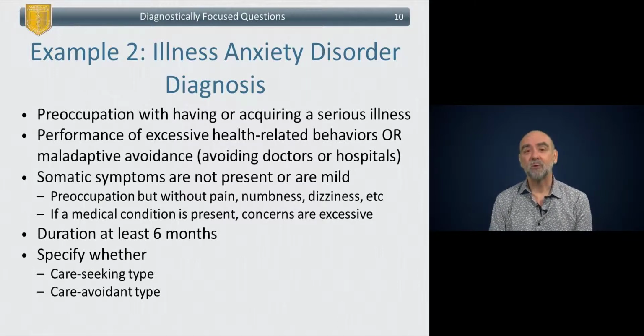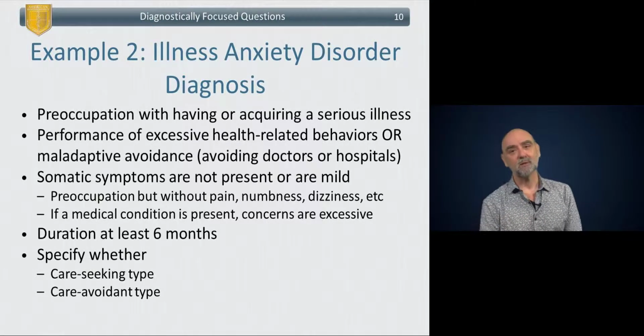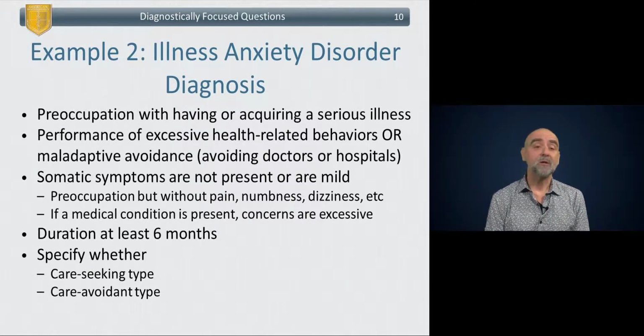So there's preoccupation with having or acquiring a serious illness. Again, that could overlap with somatic symptom disorder. Performance of excessive health-related behaviors. Again, that could overlap with that too. But now the third one, somatic symptoms are not present or are mild. So that's the main distinguisher, right? Preoccupation, but without pain, numbness, dizziness, etc. And if a medical condition is present, because it can be, then the patient's concerns are excessive to that condition.